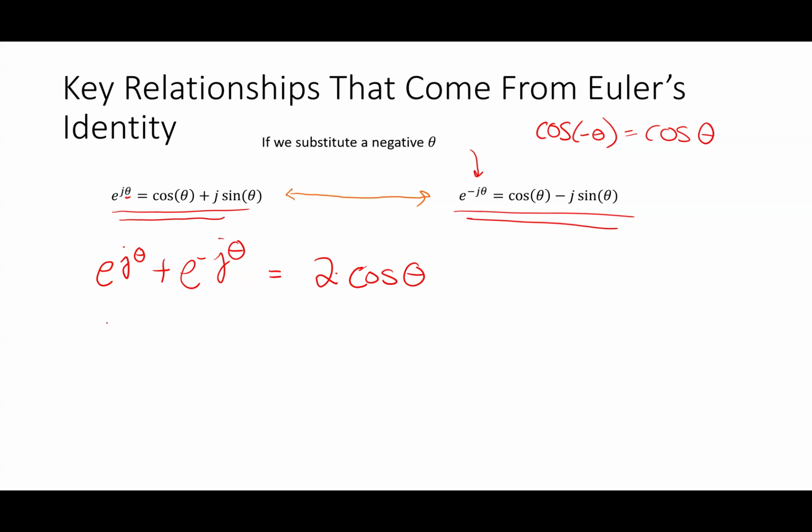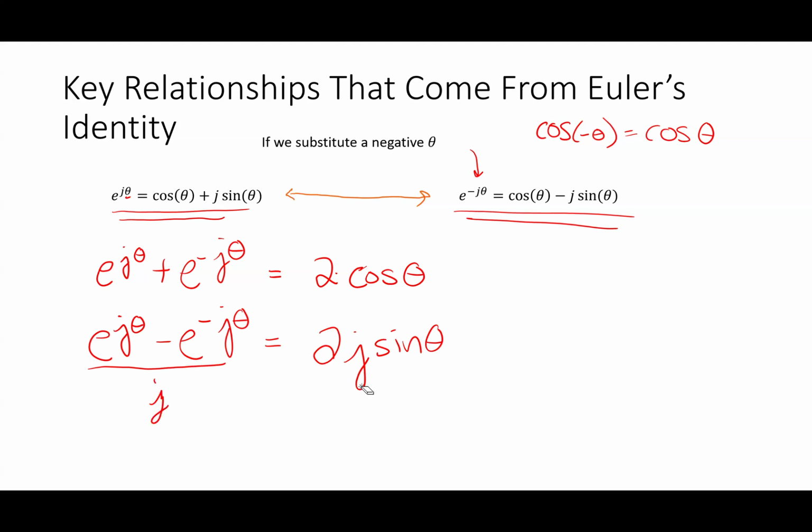All right. Similarly, if I said e to the j theta minus e to the minus j theta, what would I get if I did that? The cosines would go away, and I would get 2j sine theta. So usually what I do is I say, well, I can also divide that by j, and I would get that. All right. So we basically derived those two relationships, right? The one that I end up with, and that I usually deal with, is this guy here.